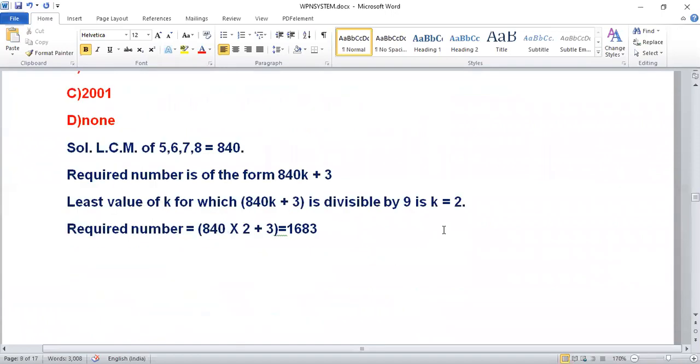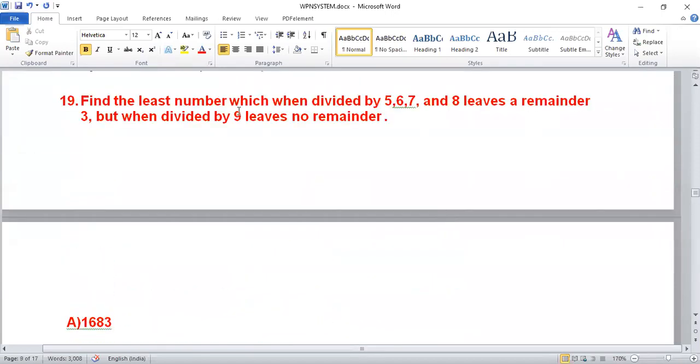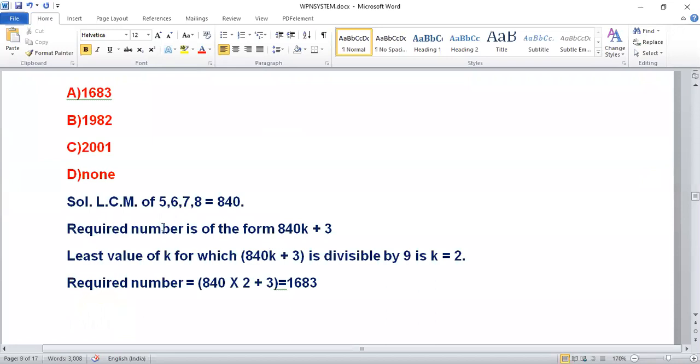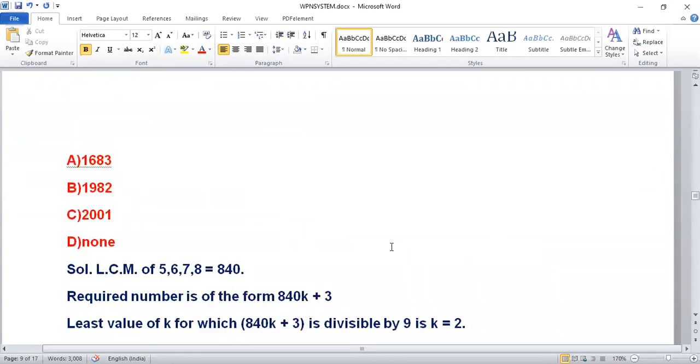Okay. I think this is one last question. Find the least number which when divided by 5, 6, 7, 8 leaves the remainder 3, but when divided by 9 leaves no remainder. This is the same method. We find the LCM first, then the required number will be of the form LCM into k plus 3. We have to give different values to k, and then we can find out whichever number is satisfying the given condition.